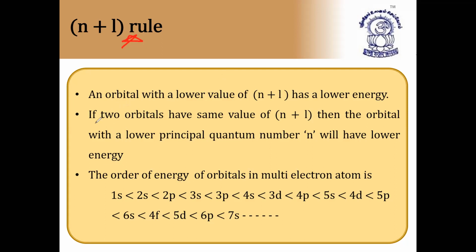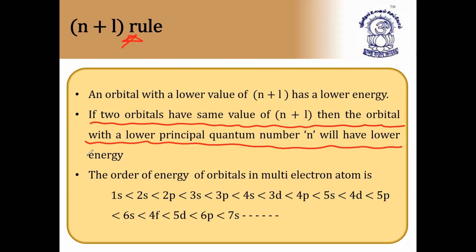If two orbitals have the same value of n plus l, then the orbital with lower principal quantum number n will have lower energy. For example, take 3s and 2p. For 3s, n is equal to 3 and l is equal to 0, so 3 plus 0 is 3. Whereas for 2p, 2 plus 1, l is equal to 1, that is 3. So both have the same n plus l value of 3.